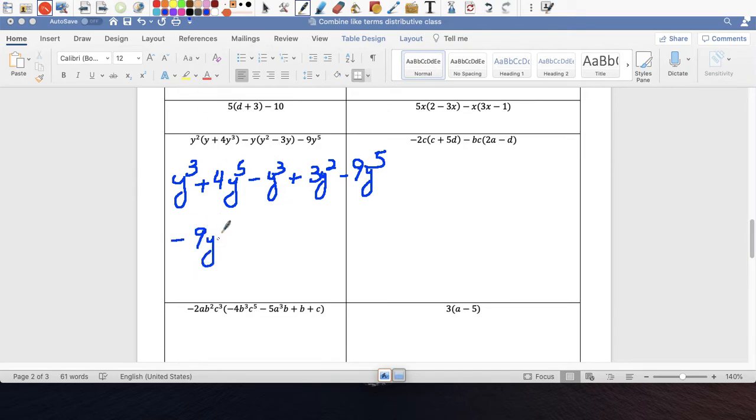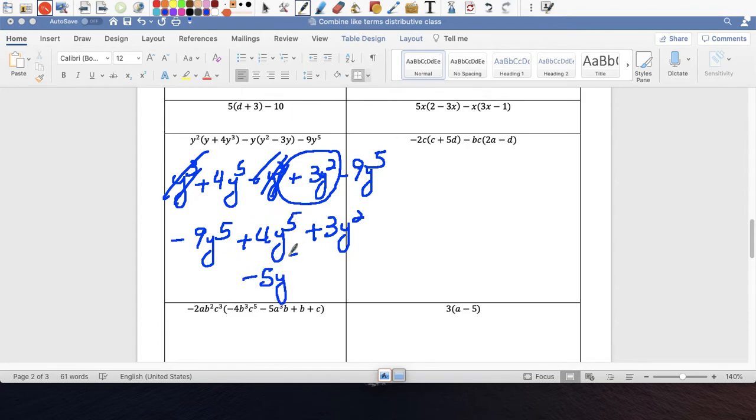Let's put things together. Negative 9y to the 5th power plus 4y to the 5th, they're side by side. And plus y cubed and minus y cubed, they're just going to cross each other out, so I don't even need to write that. And then finally plus 3y squared, right? This guy right here goes off at the end. And negative 9 and 4 is negative 5, y to the 5th power, plus 3y squared. Final answer.